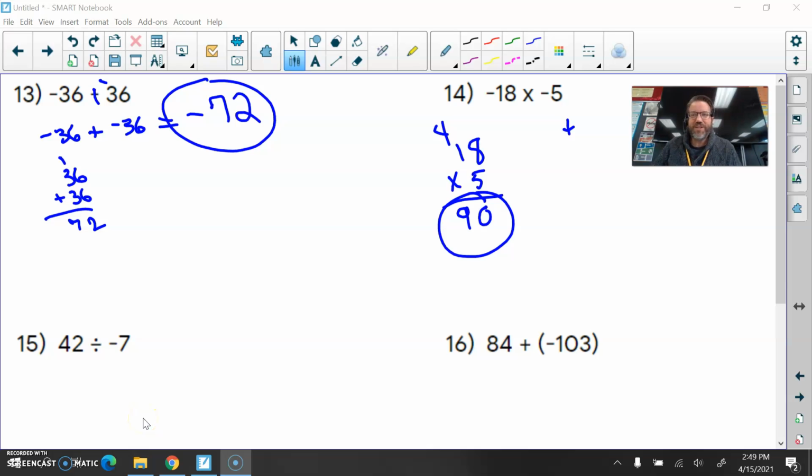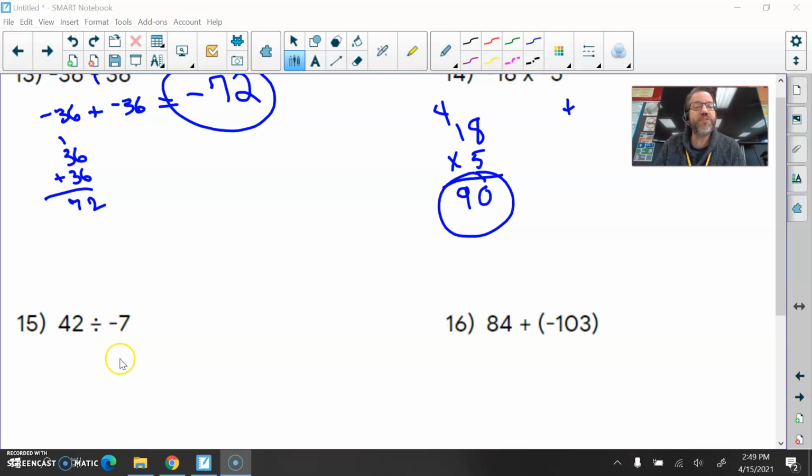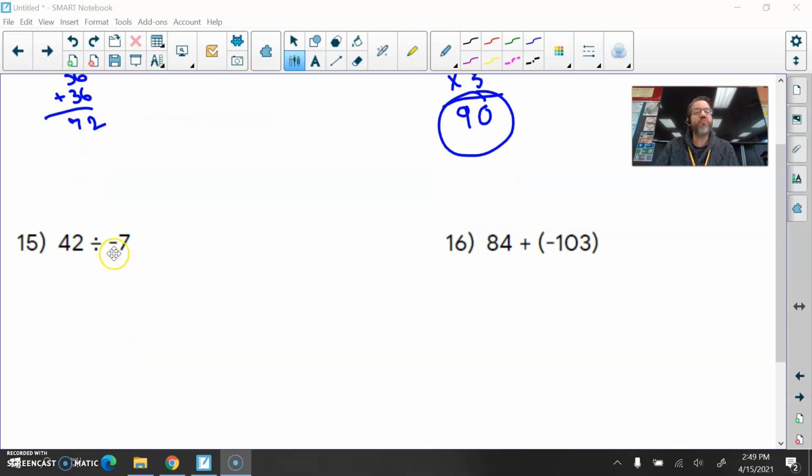All right, so we're going to continue on with number 15 now. And number 15, we have a division problem. Now remember the rules for dividing. If you have only one negative sign, you're going to get a negative answer. Anytime you have two negative signs, they will pair up and cancel each other out and make a positive. Okay, so here we're going to get a negative answer because we only have one negative sign.